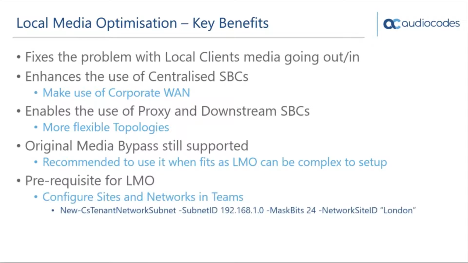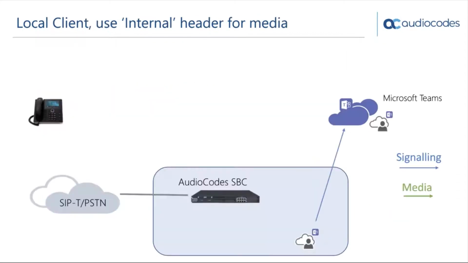So as a prerequisite for LMO, what you need to do is go into Teams and set up your sites and networks and trusted IP addresses in Teams. So if you've got 4 or 5 sites, you need to define your sites and then use PowerShell commands like this. Then use CS Tenant Network Subnet to define an IP address and tell it which network site it's associated with. So then the whole world knows that that's the internal address which is associated with the site London. So there's quite a lot of prereq work to do to get LMO up and running. But once it's running, it gives you some significant advantages.